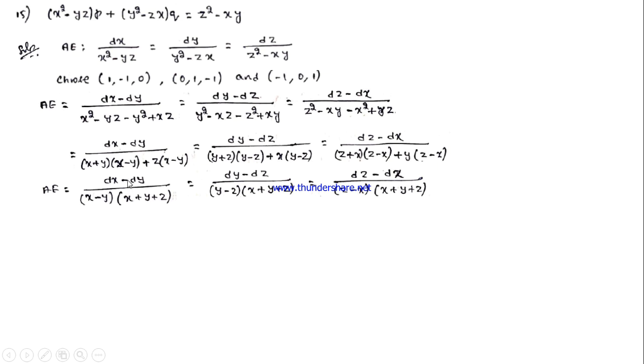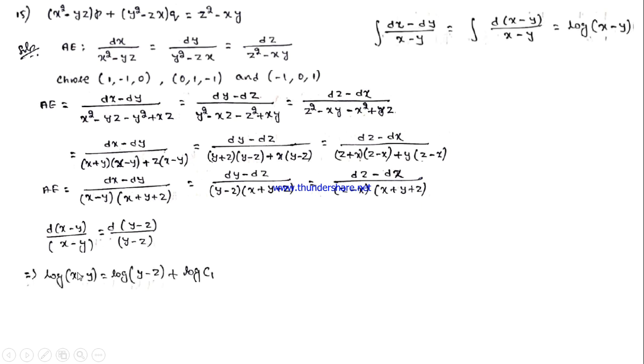Now I will consider the first two ratios, and from that x plus y plus z cancels here, we get d of x minus y, that is nothing but dx minus dy, and this one is dy minus dz divided by y minus z, and you can note this is in the form of du by u. Integration of du by u is log u, and that gives log of x minus y equal to log of y minus z plus log c1. Using the log a minus log b formula, that gives x minus y by y minus z equal to c1.